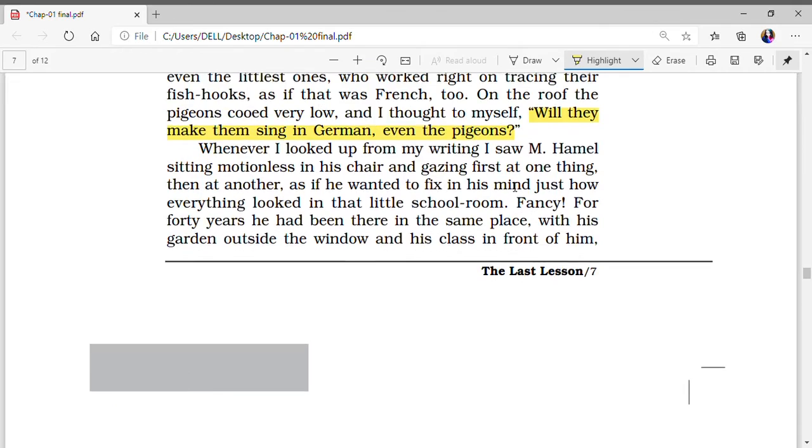They are questioning themselves at all the levels. Even the teachers, even people of different ages, people of different occupations and professions are equally remorseful, and they all are questioning themselves at their particular levels. And the child is so young, so at his particular level he is trying to question himself that maybe they are so brutal, maybe they will make the pigeons sing in German.